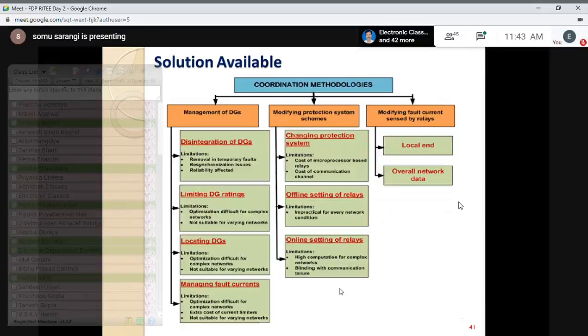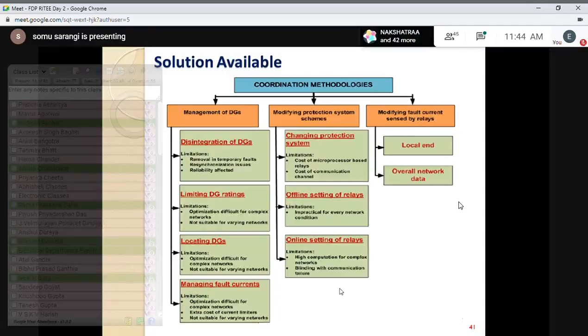So what we are discussing is, either we will manage the fault current from the DG side, or we will change the protection technique itself, the protection for which the issue is occurring. These two things are possible, but we have some issues. We cannot think in such a way that we will go for 100% conversion. We cannot think that we will put that much cost in our protection system.